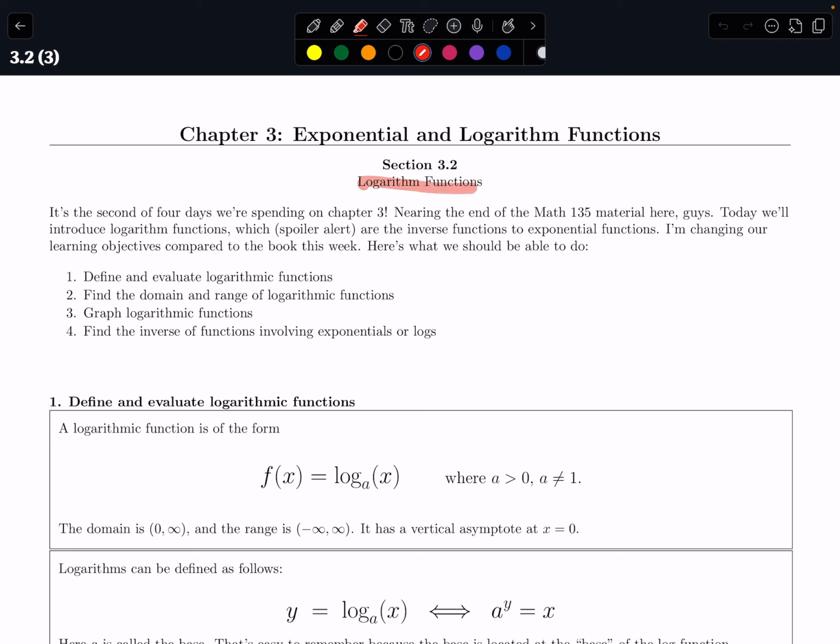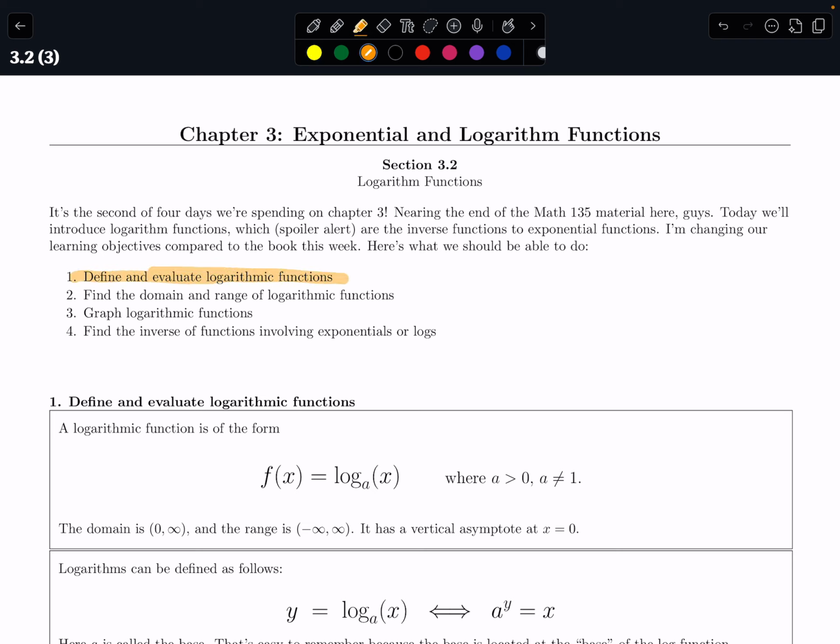Okay, today we're talking about logarithm functions. Awesome. You know, when I first learned about logarithm functions, I found them really befuddling and bewildering. But after spending a little bit of time with them, they're really not so bad. So don't be intimidated. It's going to be okay.